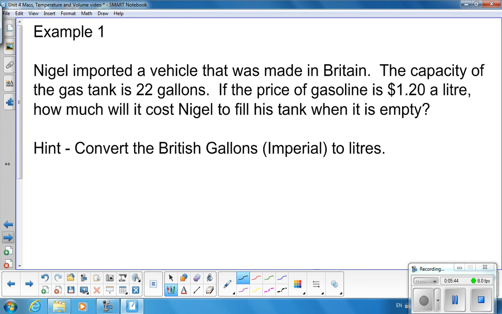Nigel imported a vehicle that was made in Britain. The capacity of the gas tank is 22 gallons. If the price of gasoline is $1.20 per liter, how much will it cost Nigel to fill his tank when it's empty?